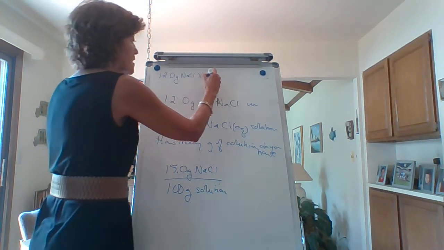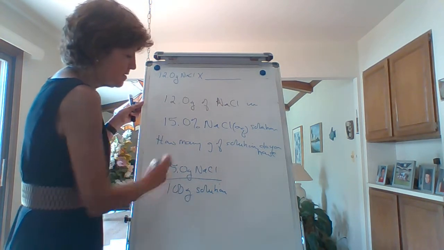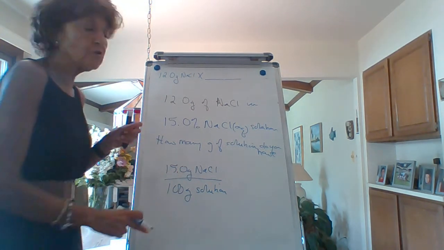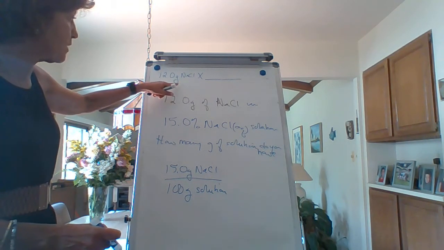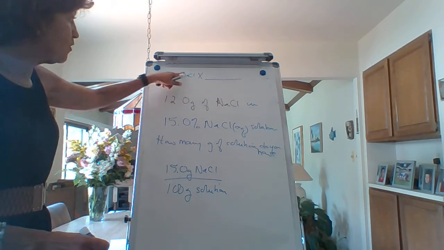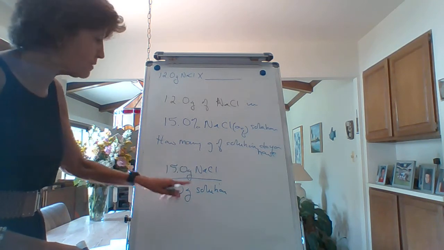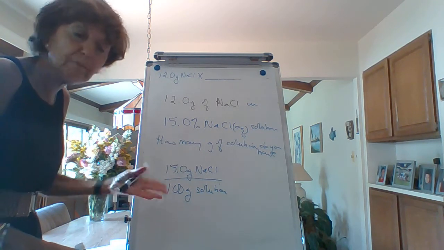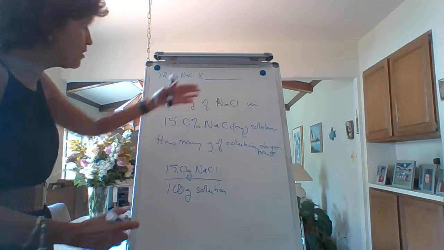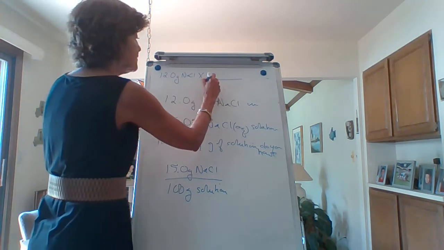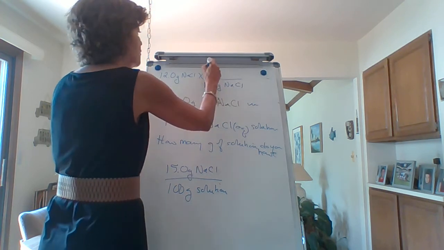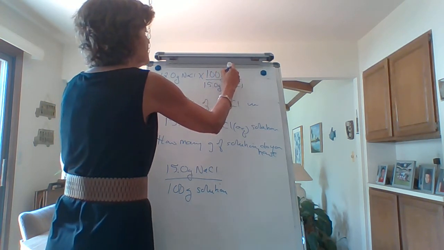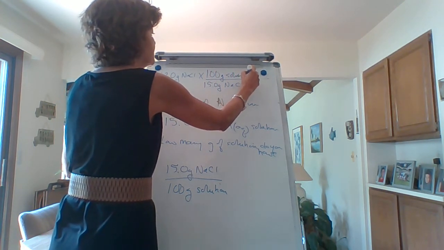I need this to be used as a conversion factor. So basically what I want to do is cancel out grams of sodium chloride. The only way I'm going to be able to cancel out grams of sodium chloride is if I flip it. So you take this and flip it over. So you have your 15.0 grams of sodium chloride down here and your 100 grams of solution up here.